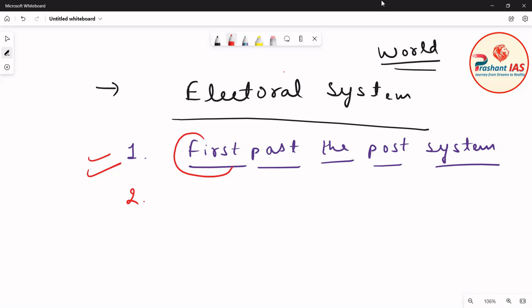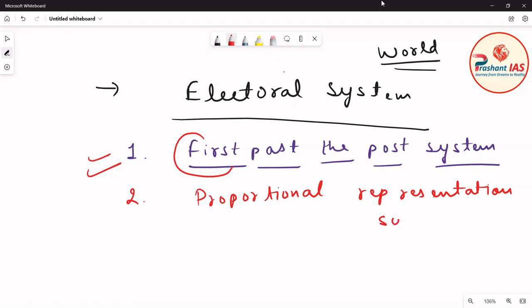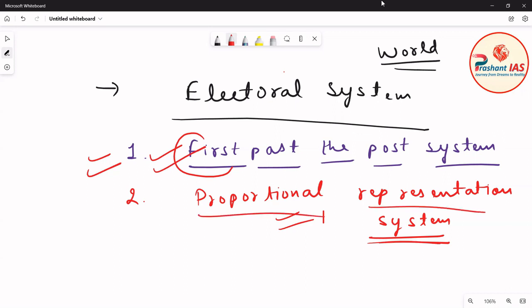Now friends, after that the second system is proportional representation system. This system is also very important, and in some types of elections in India this system is also used. Okay, so this is not used in the Lok Sabha election. In the Lok Sabha or Assembly election, first past the post is used, but proportional representation system is used in elections, for example, in the election of the president and the vice president. So later on, we will also discuss this type of election system in a very detailed manner.